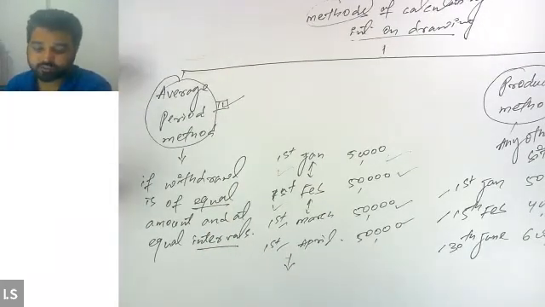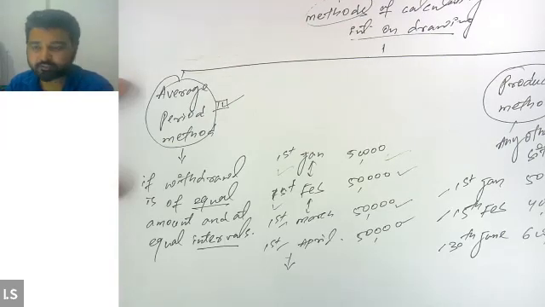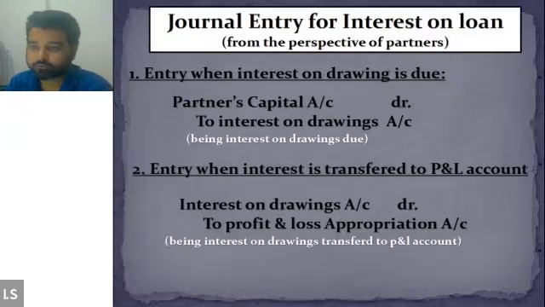Tell me all of you, is this clear to everyone? Yes, sir. So how many methods are there to calculate interest? There are two methods, average period method and the product method. When the interval of withdrawal and the amount of withdrawal is exactly same, then average period method will be applicable. Otherwise, product method will be applicable. Okay.